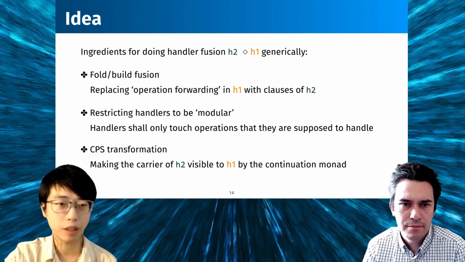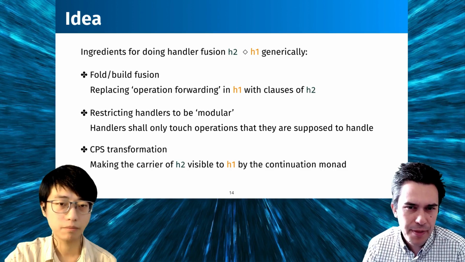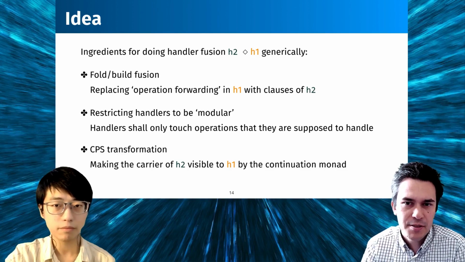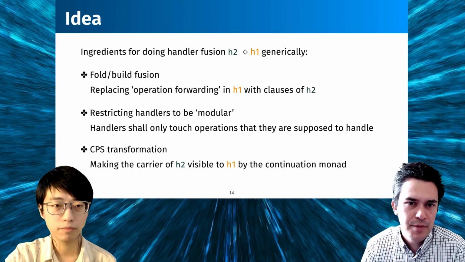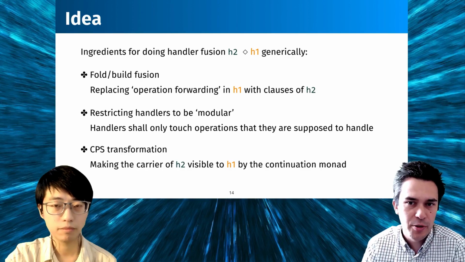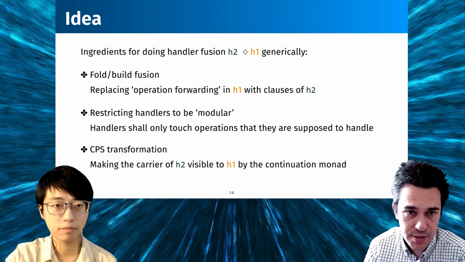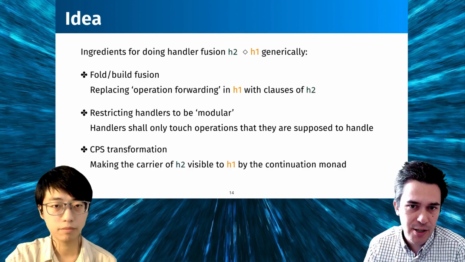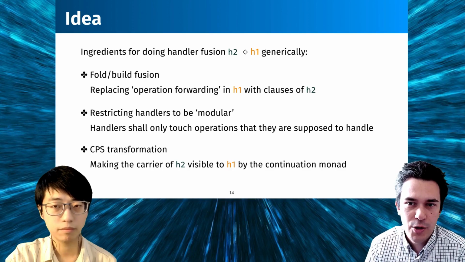It is only computed after H1 finishes. Well, that's true, but I think this can be fixed by the classic CPS transformation trick. Since the carrier of the second handler will be computed eventually after H1 finishes, you can make the first handler H1 work on a continuation monad where the carrier of H2 is the final result type.